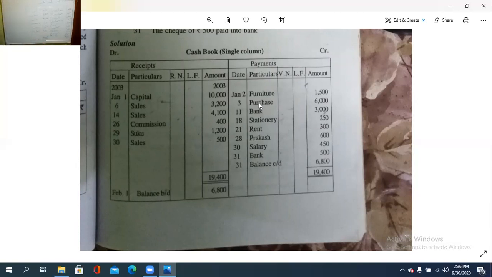See, this is the case with regard to a single column cash book or simple cash book. Clear? So only one column on both the sides, debit side where the cash is received, credit side where the cash is expensed out. Clear?